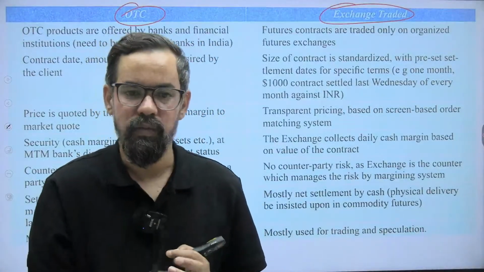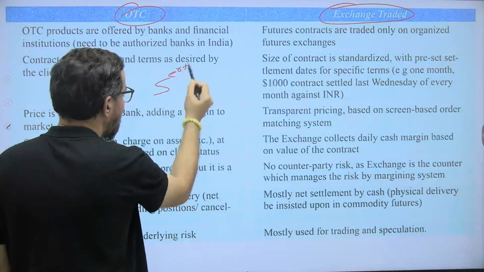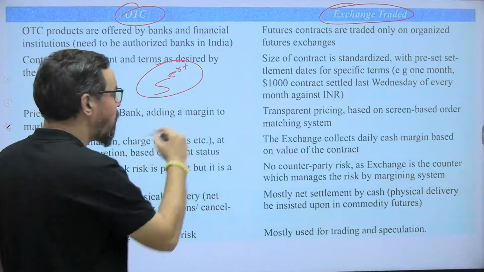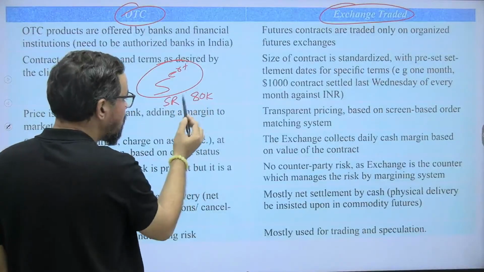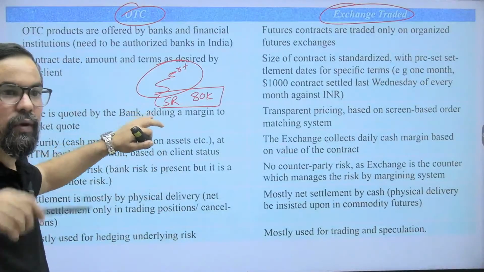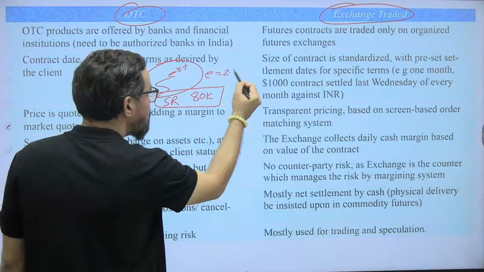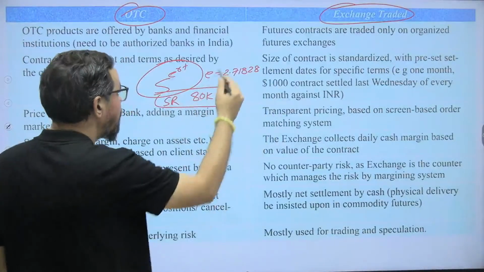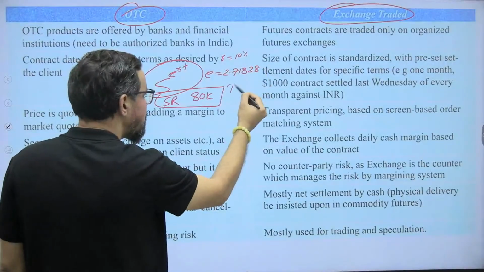Let's say we use one simple formula, S e^(rt). Okay? S is the spot price. Let's say for gold, the spot price is 80,000. Now let's say we are calculating the gold price for a 6-month contract. E is the exponential value, 2.71828. R is the rate of return, let's say it is 10%. T is the time duration, let's say 6 months.